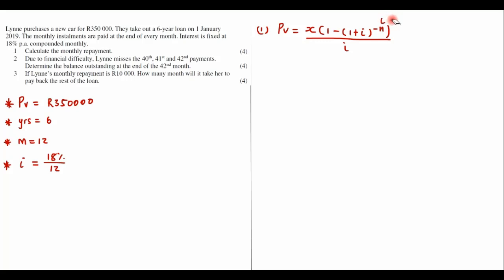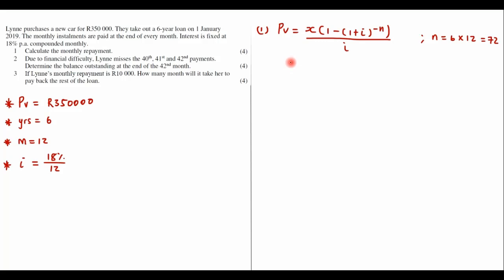Now n is never the same. It always changes most of the time depending on the scenario. So in this case, we want to find the monthly repayments that will pay the full amount of the loan. So in this case n will be the number of years, which is 6, multiplied by the compounding, which is 12. So this will then be 72.